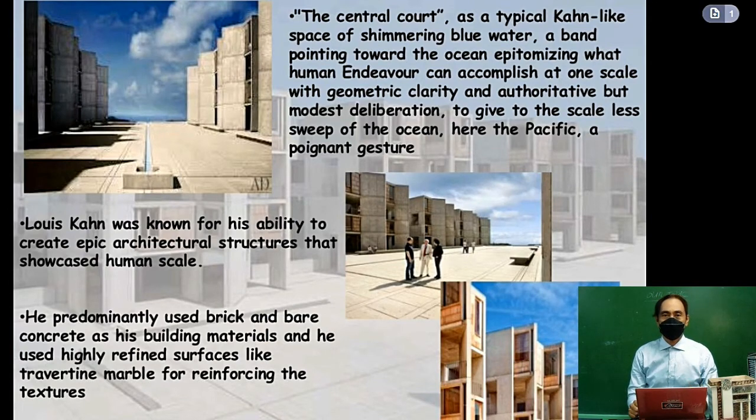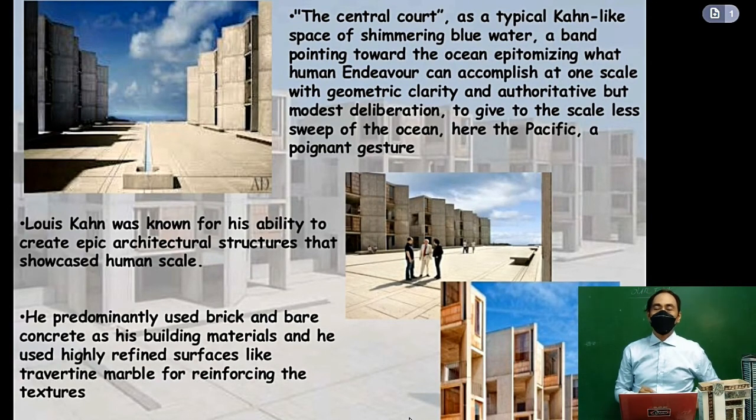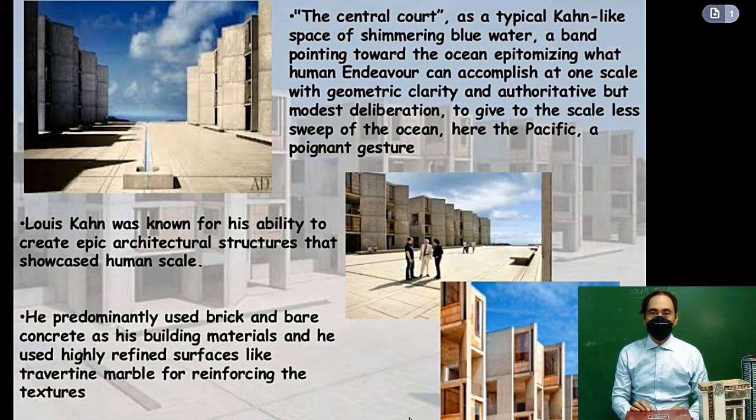The central court has a typical Kahn-like space of shimmering blue water and a band pointing toward the ocean, epitomizing what human endeavor can accomplish at one scale with geometric clarity and authority but modest deliberation, and to give the scaleless sweep of the ocean.